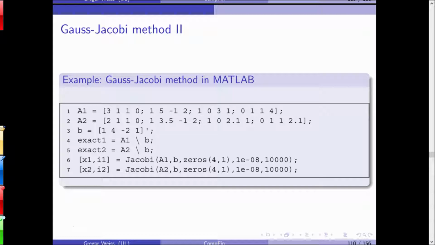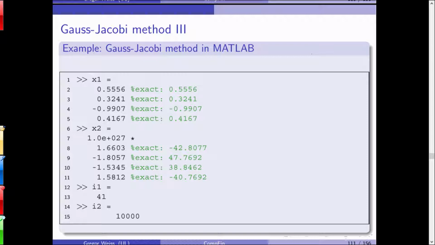Then x1, I1 and x2, I2: we apply our Jacobi function to these two matrices, with A1, B, zeros, and 10,000 iterations. And we say that epsilon is supposed to be 10 to the minus 8, so 8 decimal places precision. You can see here that we start with the starting vector 0, 0, 0, 0. We have no information with what we should initialize the starting vector, so we just take the 0 vector. You will probably have an idea what will happen next.